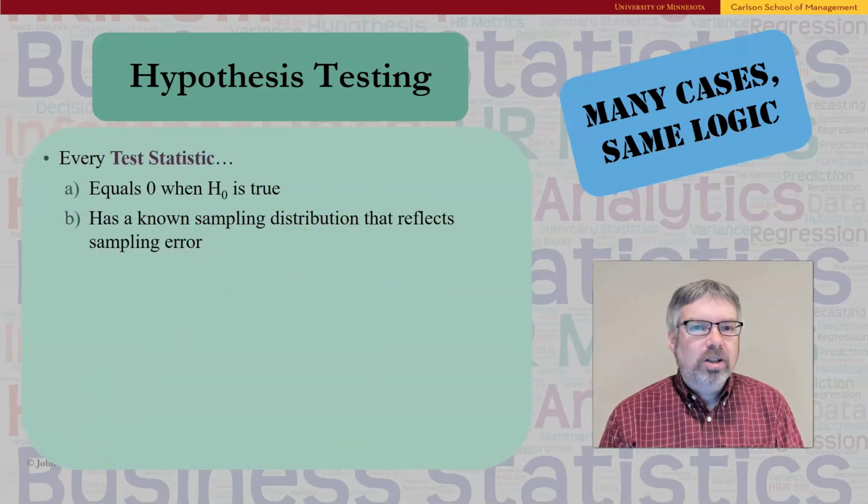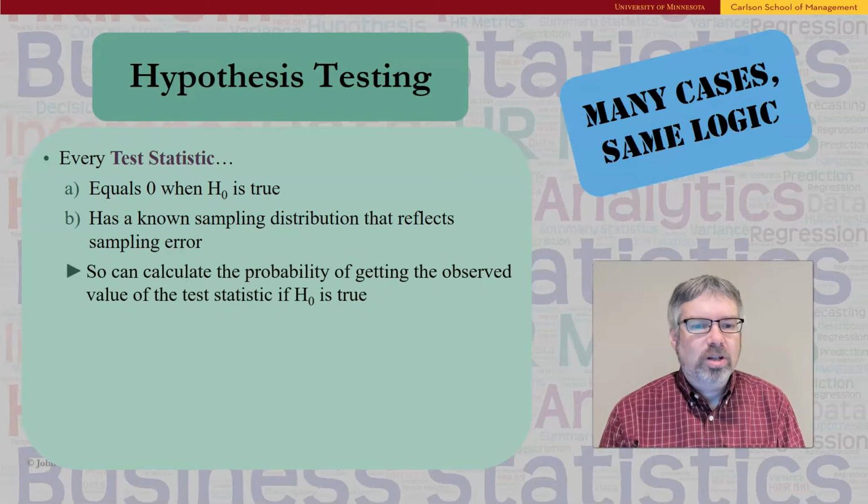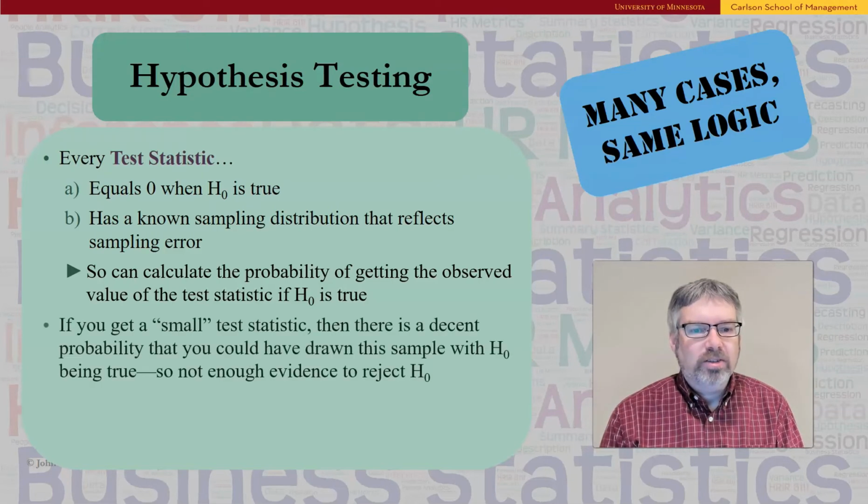In particular, we always have the logic where if we can identify or construct a test statistic that equals 0 when the null hypothesis is true and has a known sampling distribution that reflects the sampling error of this statistic, then we can use this known sampling distribution to calculate the probability of getting the value of the test statistic that we did under the assumption that the null hypothesis is true.